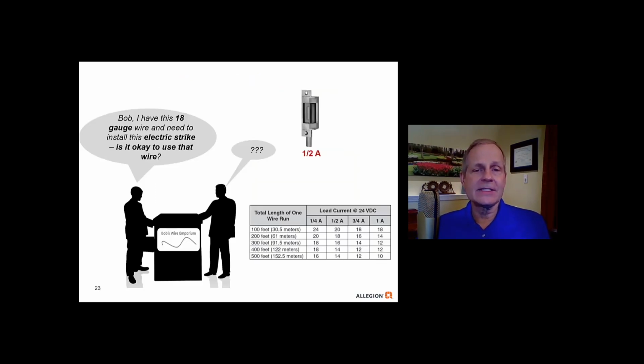All right, so we have a technician that's talking to his supplier, and he's saying, Bob, I've got this 18 gauge wire on hand. I need to install the electric strike, shown on the right-hand side here. Is it okay to use the wire? So we've got 18 gauge wire. We've got a device that draws 0.5 amp of current. So the question is, can we use that wire? Now you can see that the supplier is thinking about that.